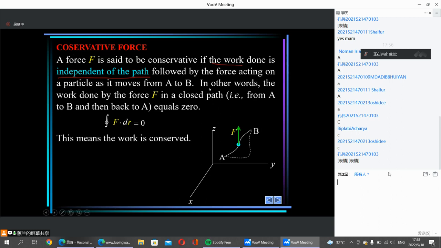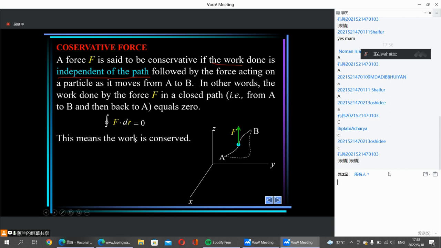So in other words, the work done by the force F in a closed path from A to B and then back to A will be equal to 0. That means just like you climb the stairs and then you come downstairs, no work by the weight because you have been back to the same position, the initial position.